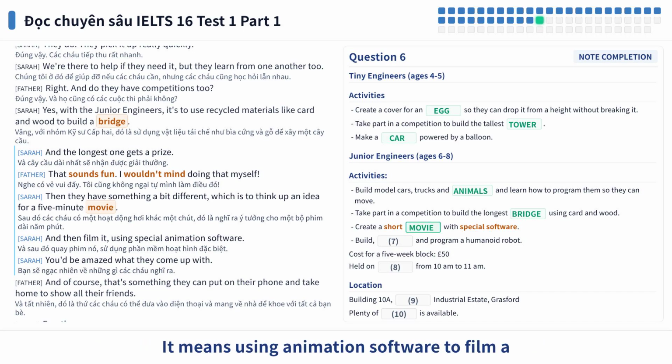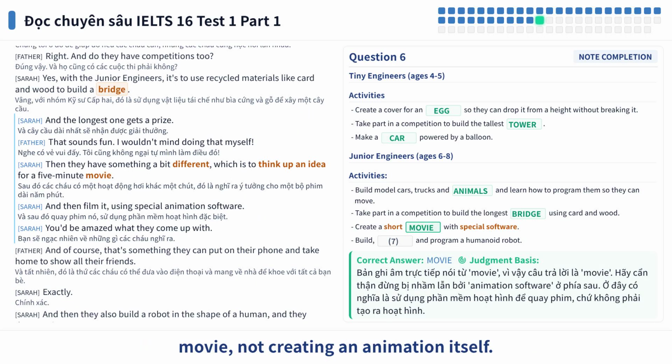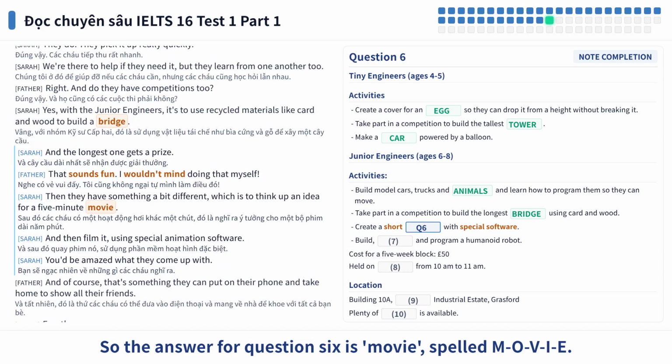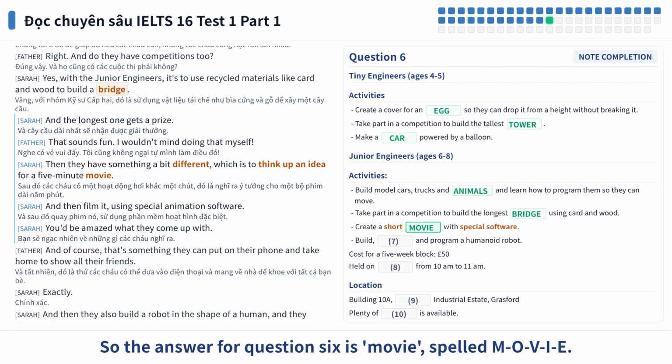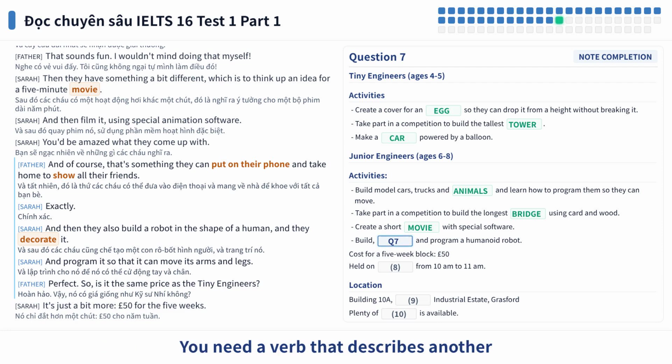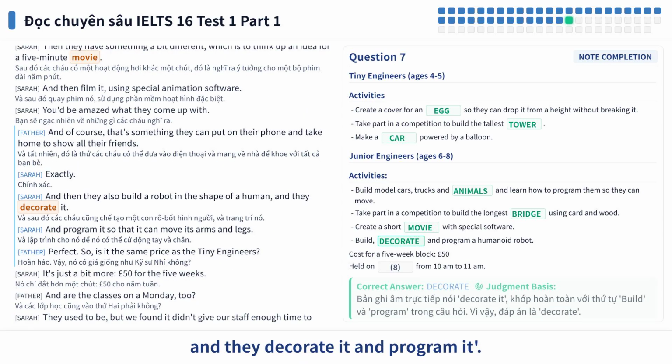The word before the blank is short, and after it is "with special software," so we need a noun for the thing being created. In the recording, Sarah says, "think up an idea for a 5-minute movie." The word "movie" is the answer we need. Notice that "short" in the question matches "5-minute" in the recording, so the answer is movie. The recording directly says movie, so the answer is movie.